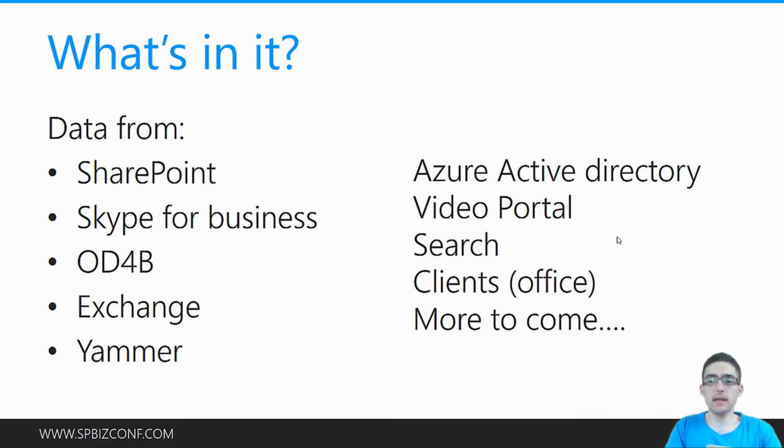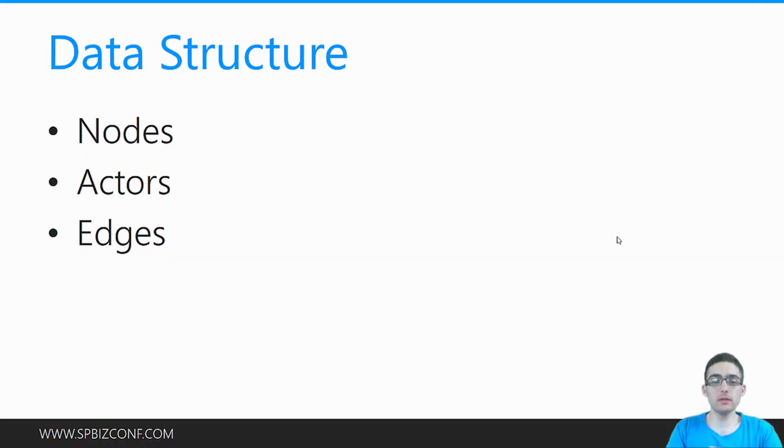So as I said, we will have in the unified APIs the graph data coming out from SharePoint, Skype for Business, OneDrive for Business, Exchange, Yammer, Azure Active Directory, the video portal, search, the Office client applications, and a lot of other things are coming to the graph. Based on the Microsoft Graph, this is the way they define the structure of their graph.